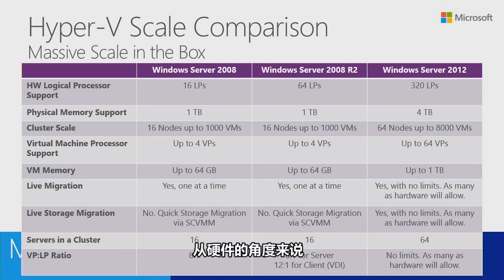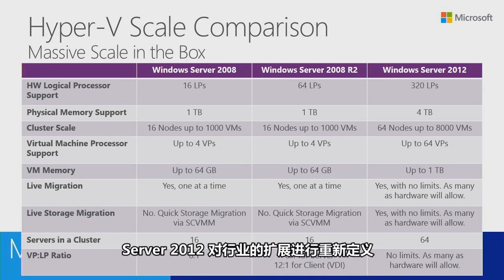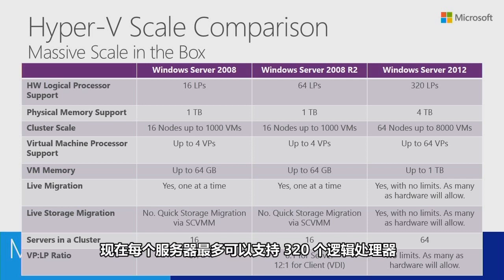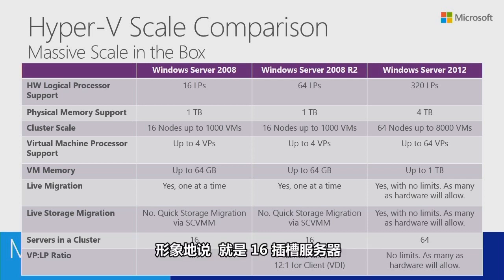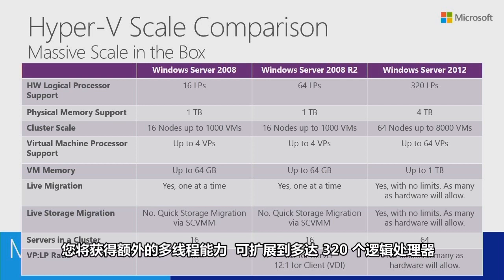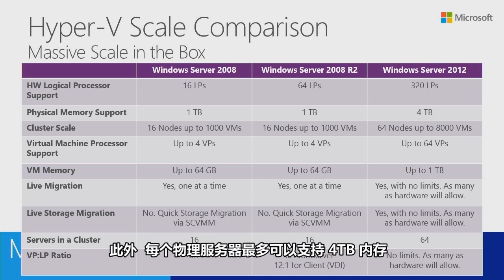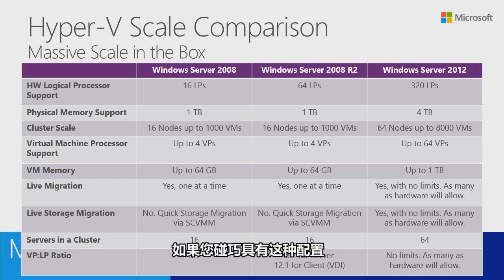Well, from a hardware standpoint, you can see Server 2012, honestly, we're redefining performance at scale throughout the industry. We now support up to 320 logical processors per server. To put that in perspective, that's a 16-socket server. Each socket has 10 cores, and then you enable symmetric multi-threading. That's how you get to 320 logical processors. We also support up to 4 terabytes of memory per physical server. So if you happen to have one of these beasties out there, guess what? We have got the perfect workload for you.